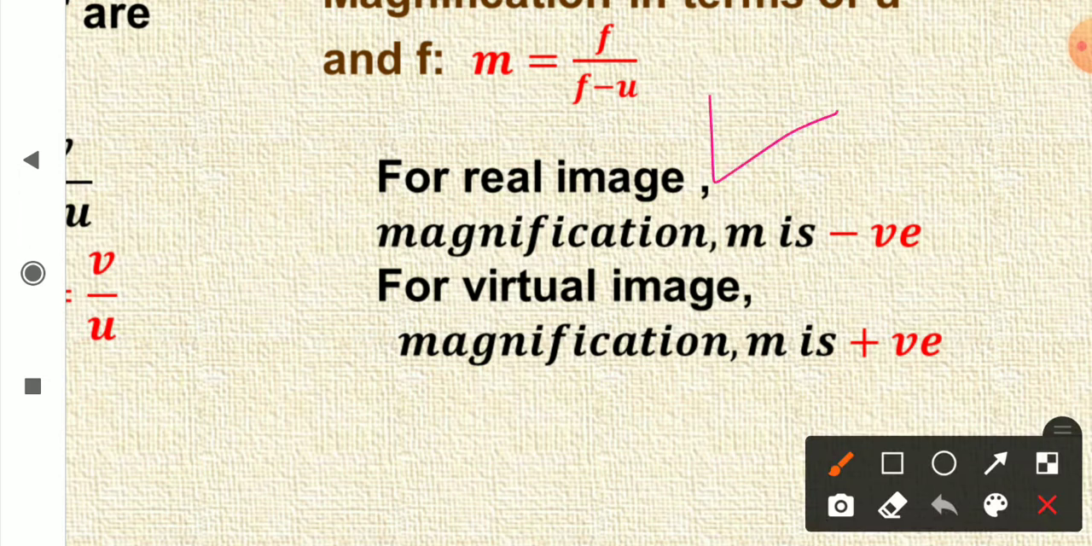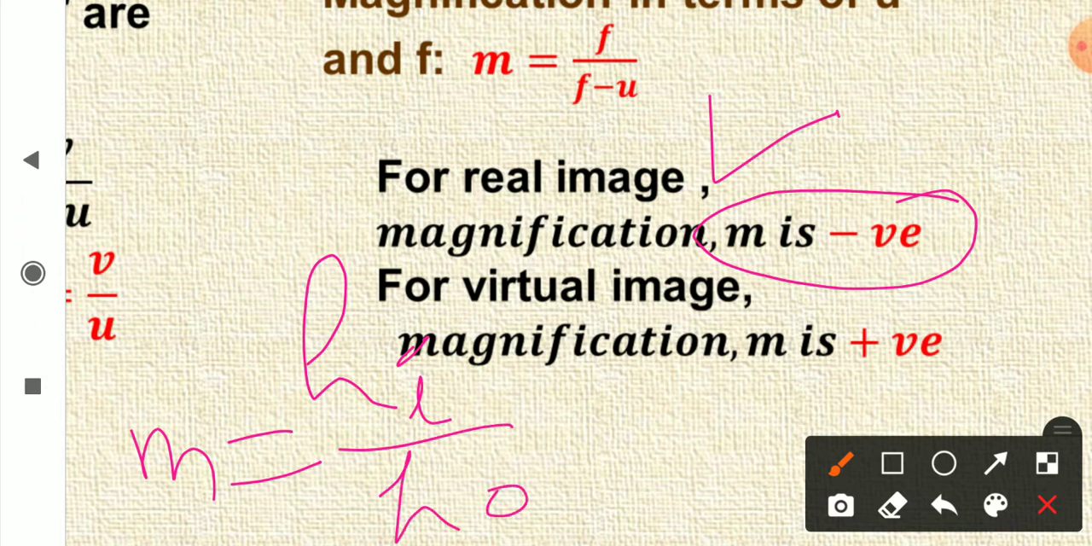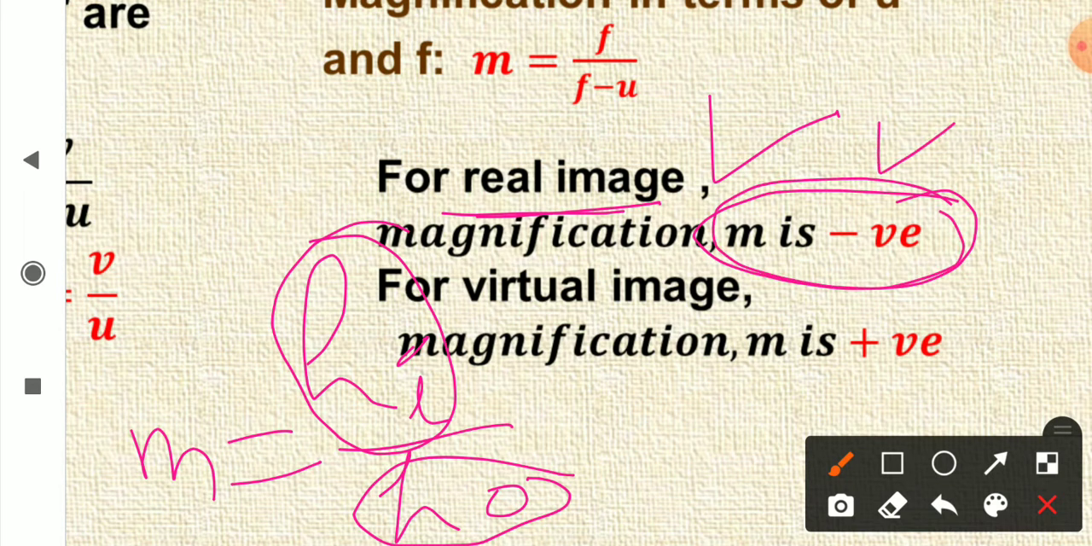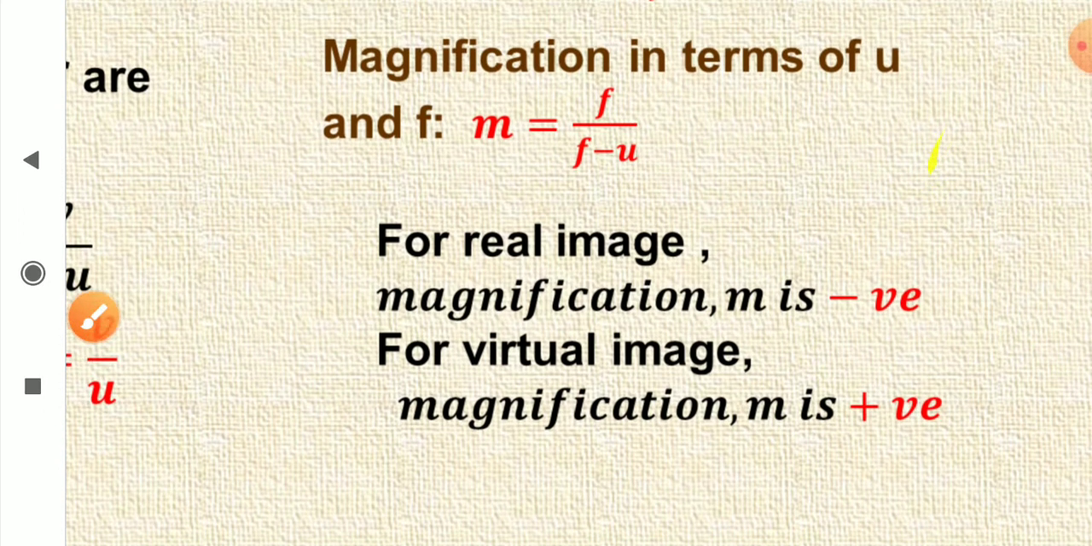Now some important information. For a real image, M will always be negative. M is equal to size of image upon size of object, and a real image is always inverted, so HI is always negative and HO is always positive. So for a real image, magnification is always negative, and for a virtual image, the image is erect, so HI is positive, HO is also positive, so magnification is positive. Very important point to remember. For a virtual image, magnification is positive, and for a real image, magnification is negative.